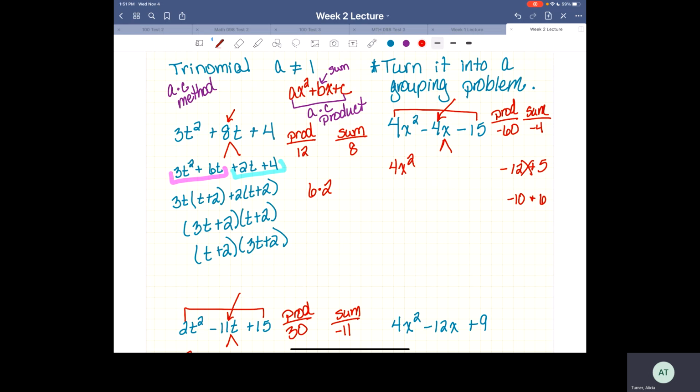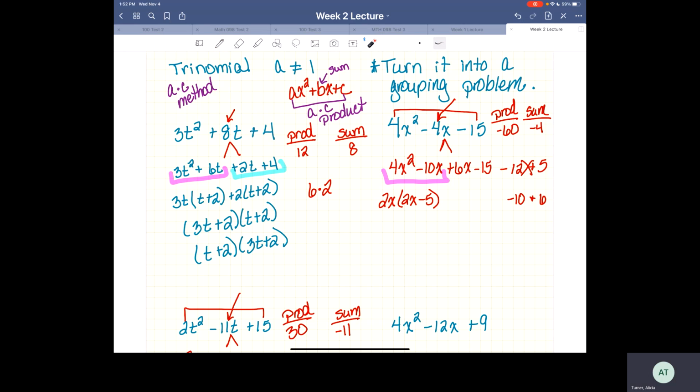4x squared. I'm splitting that term. If you remember to split that term, you will remember how to do this. As long as you turn it into a grouping problem, you're going to be okay. So what comes out of my first two? Be careful, because you might look at it and say, oh, a 4 comes out. The 4 does not come out. A 2 comes out and a 2x. So then I'm left with 2x minus 5.